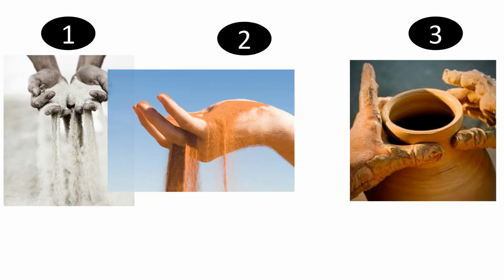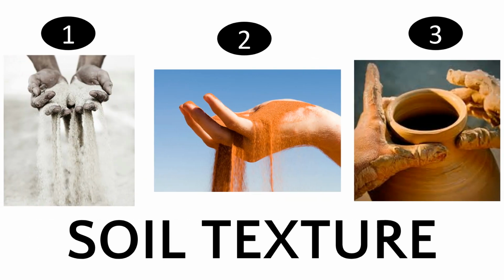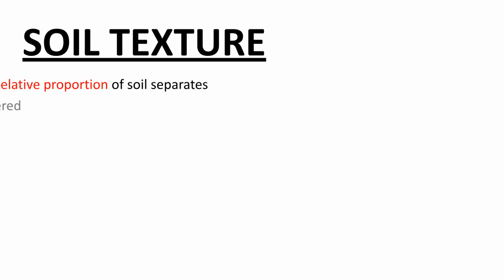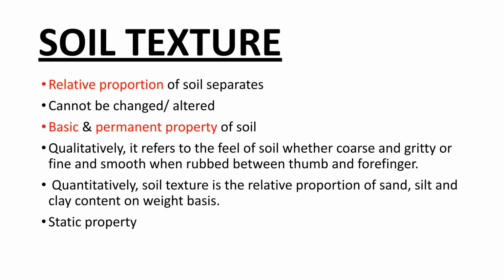This video will focus on soil texture, which relates to the components of soil that influence its physical and chemical properties. Soil texture is the relative proportion of soil separates: sand, silt, and clay. It is a basic, permanent, and static property of soil and cannot be easily changed or altered.